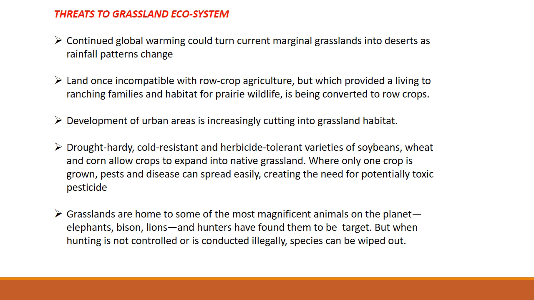Through worldwide research, some threats are studied for grassland ecosystems. First threat is continued global warming, which turns current marginal grassland into desert. Land once incompatible with row crops agriculture, but which provided a living to ranching families and habitat for savanna wildlife, is being converted to row crops. Development of urban areas is increasingly cutting into grassland habitat.